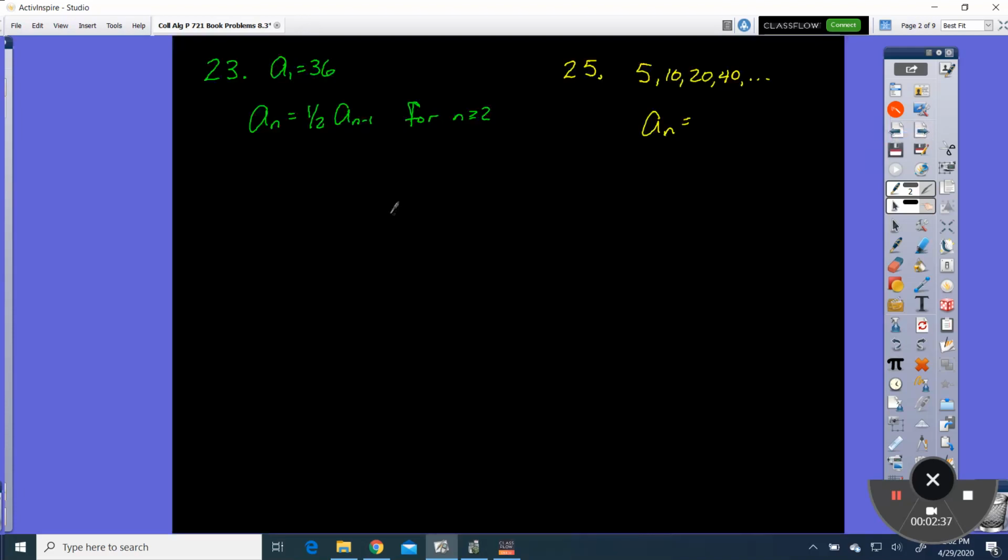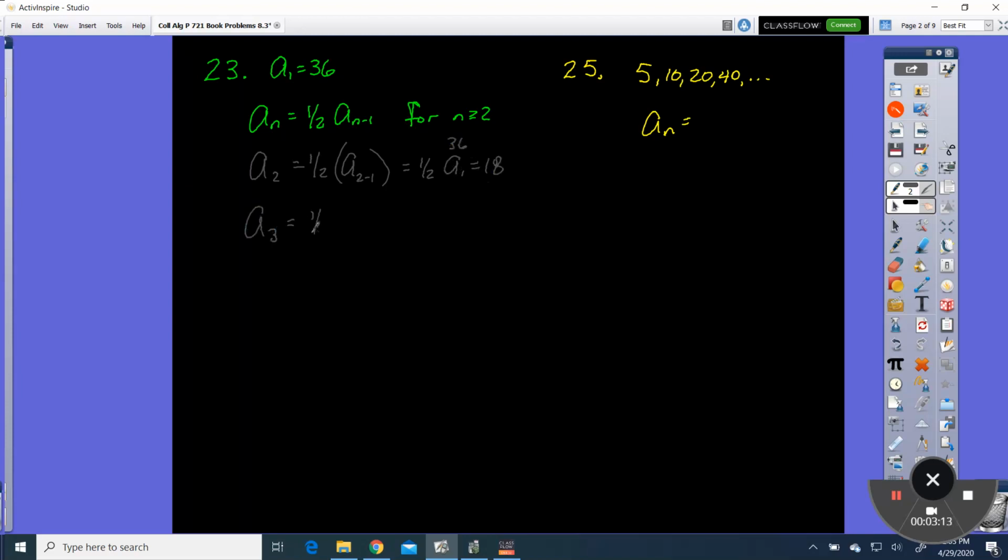Okay, question number 23. It says find an equals 1/2 an minus 1 for n greater than or equal to 2. Let's see. So we are supposed to write the first 5 terms. Okay. So we know what a1 is. What's a2? Well, that's 1/2 of a2 minus 1. So that just means 1/2 of a1. Well, half of a1 is 18, because that's 36.